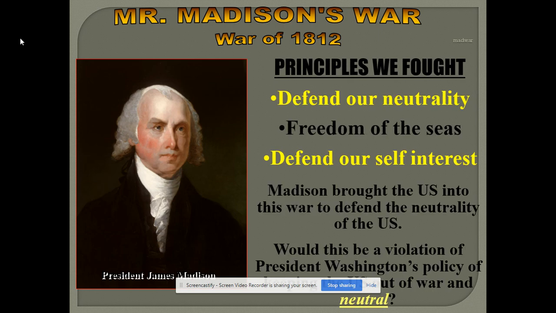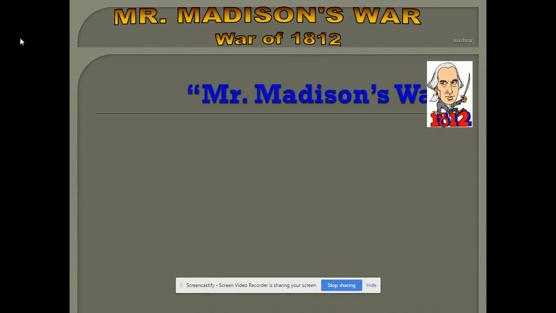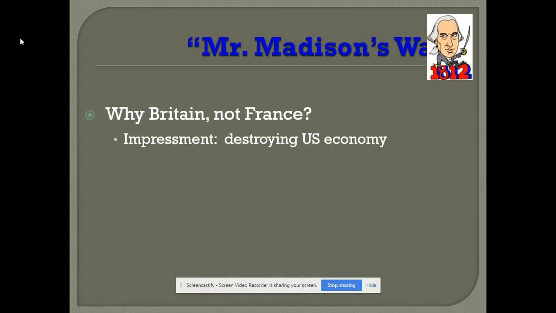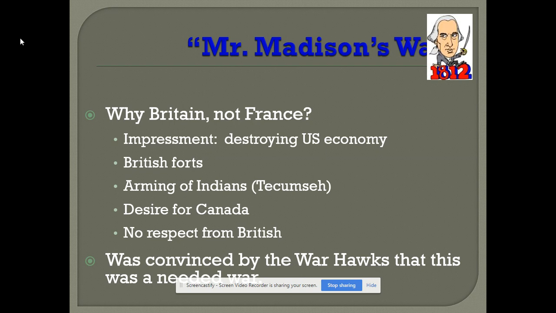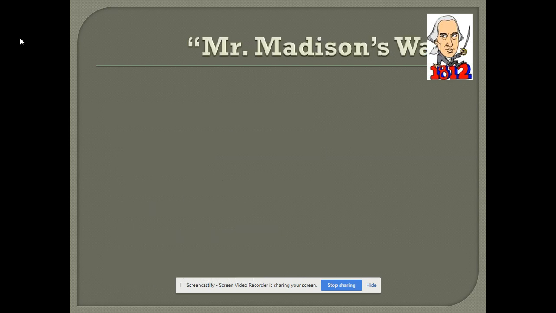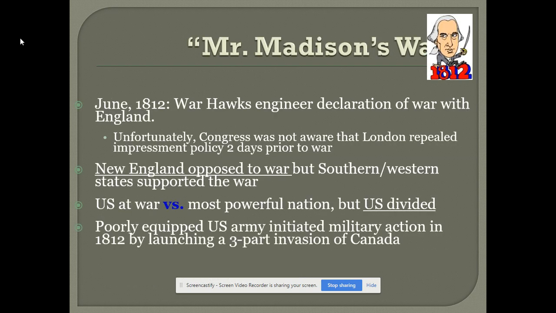So here's what Madison claimed we fought for: defend neutrality, freedom of the seas, defend our self-interest. Similar reasons we're going to fight in World War I. So we go to the War of 1812 to defend our neutrality, and like I said, France agreed to at least stop impressing if the British will agree to, and France is not arming Native Americans. So you have two reasons to fight the British and only one to fight the French. All right. Now, since our country is divided, you have New England opposed to the war, and another two-thirds of the country supports it.